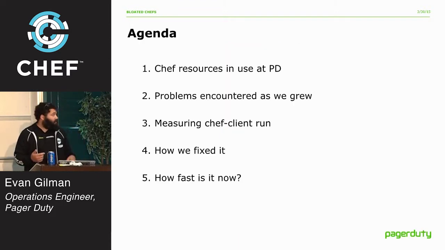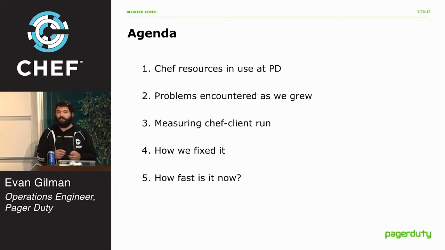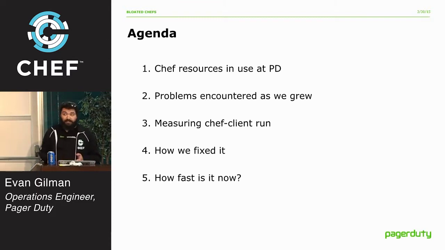So today, just a quick agenda. First we're going to start off with some chef resources that are in use at PagerDuty, some resources we wrote, to give you some context around what we're going to see. Some problems that we encountered as we grew the infrastructure with those resources and these patterns that we put in place. How we went about measuring the chef client run statistics to determine where these problems are and how best to attack them. How we actually fixed those problems and the impact it had on the run as a result.